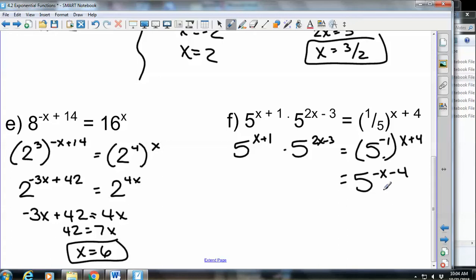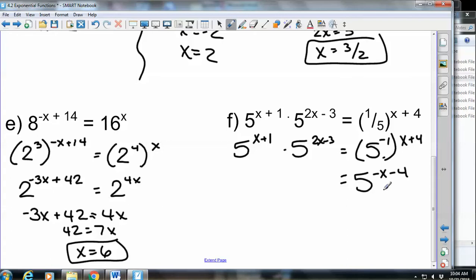If I gave you 2 squared times 2 to the third, what's my base? Maybe 2 squared means you have two 2's. 2 to the third means you have three 2's. Altogether you have five 2's. When you're multiplying, if the base is written each time, the base doesn't change, you just add the exponents.